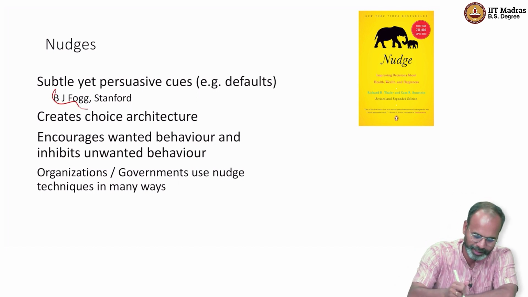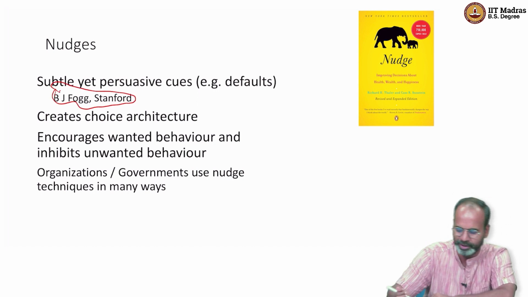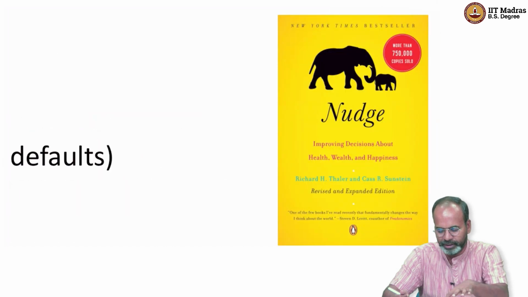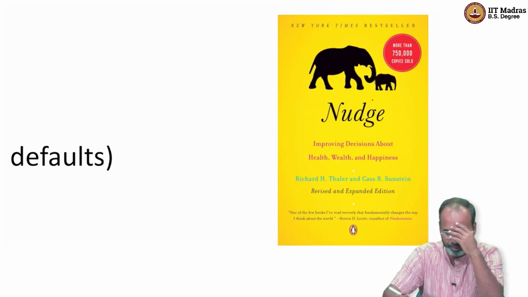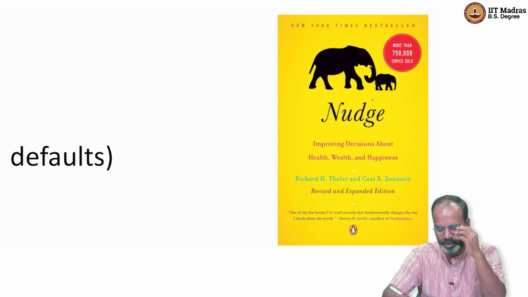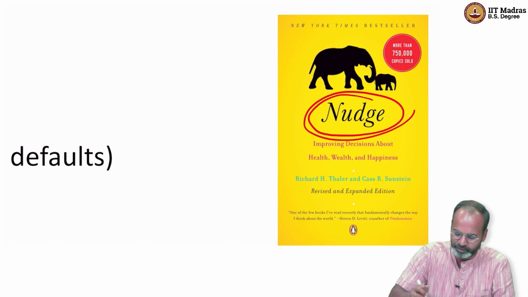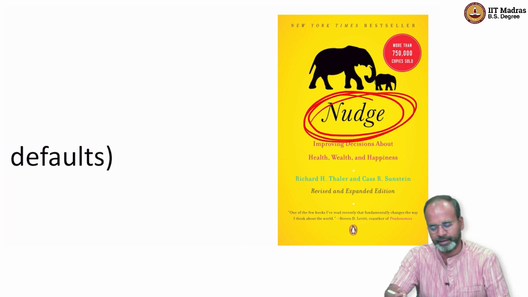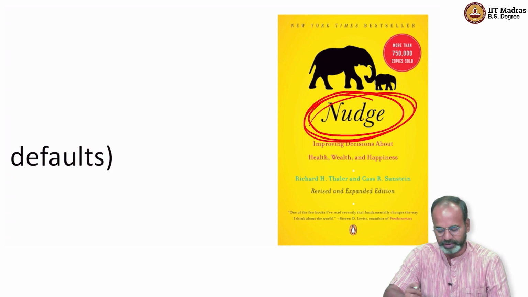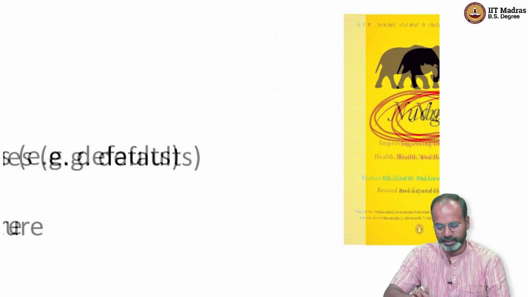So if you're interested, go see BJ Fogg. He's a faculty at Stanford. This is one of the books that I found very, very interesting, which is Improving Decisions About Health, Wealth, and Happiness. But the goal is, it talks about the different types of nudges that is available, that can be presented to the user, which can change user behavior.